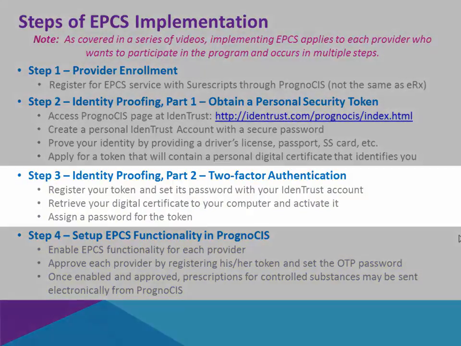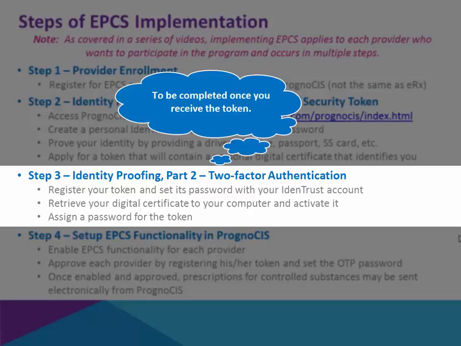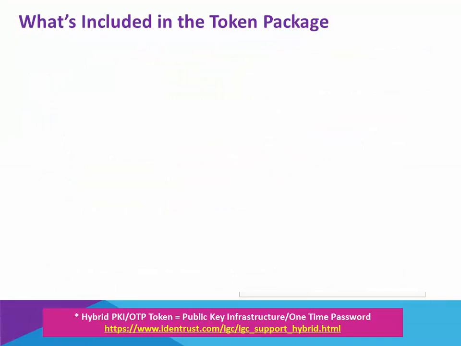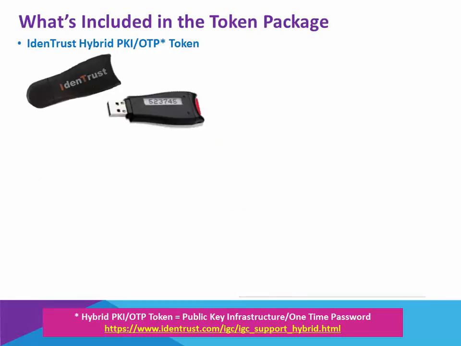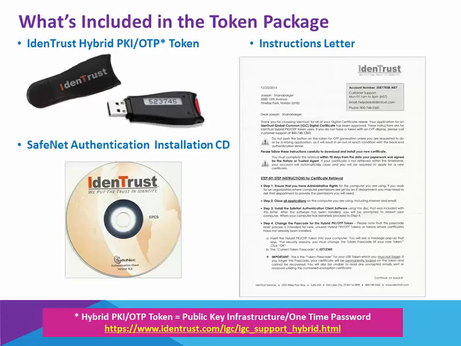So again, with that third step of the two-factor authentication, now that we've received our token, we're going to complete the registration of it as well as the authentication of our identity. And we're going to do this by following the instruction letter that comes to us with the token. Once you receive it, what's included in the package will be the token itself, an installation CD for the identity authentication software, and an instruction letter, which will step you through the process.